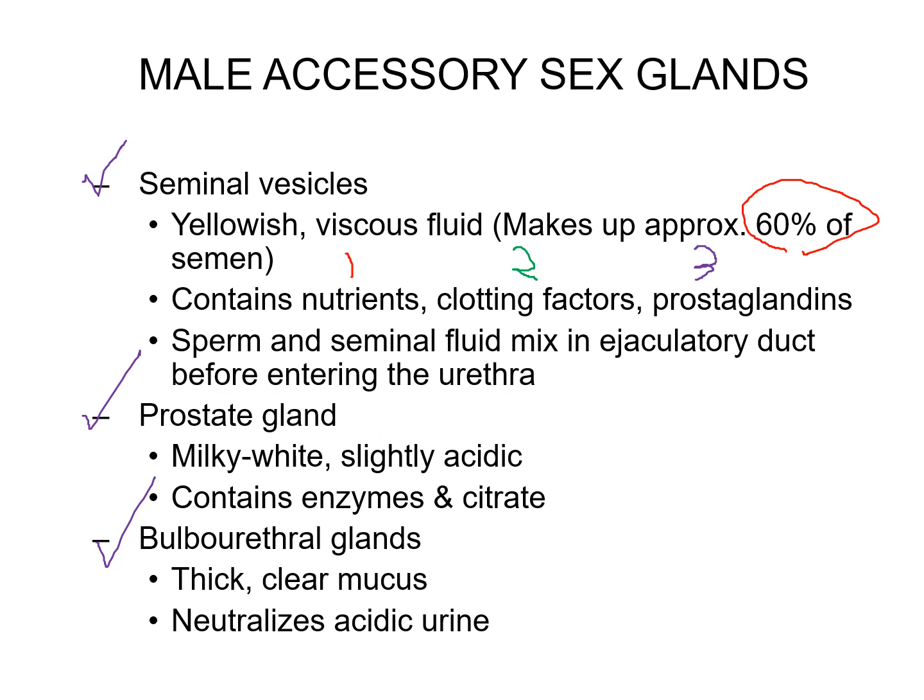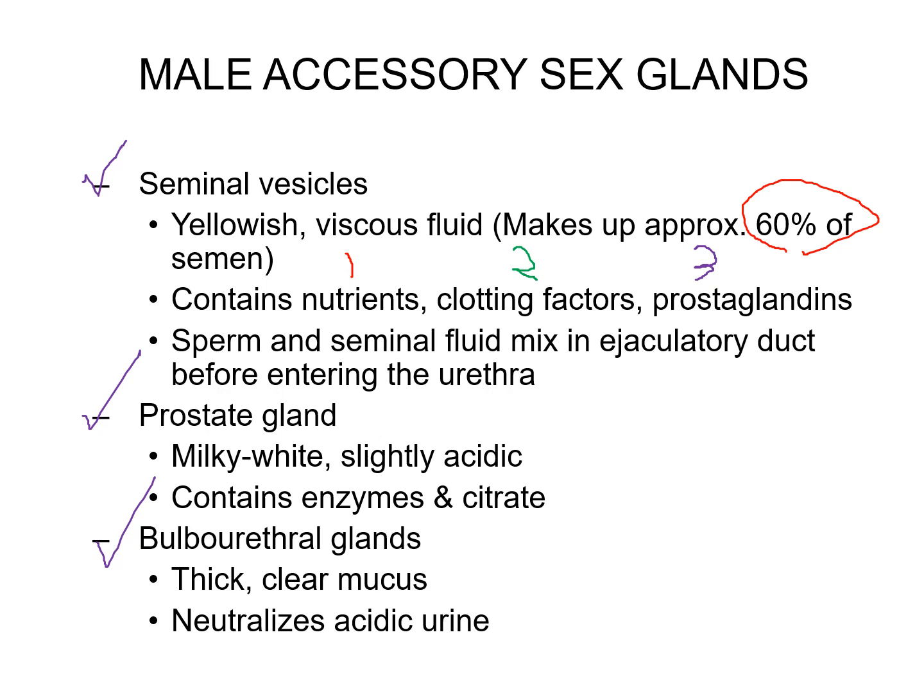So that was a lot. That was the seminal vesicle. I'll show you a picture of it on the next slide, but make sure that you understand why the nutrients, clotting factors, and prostaglandins are all kind of these ninja factors to make a baby, to achieve pregnancy or fertilization, where the sperm and egg meet.